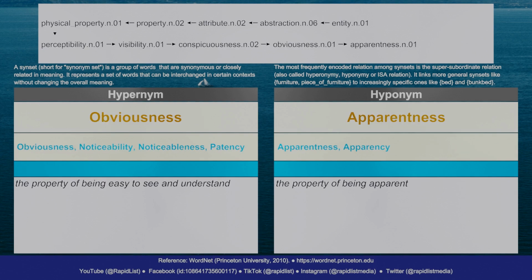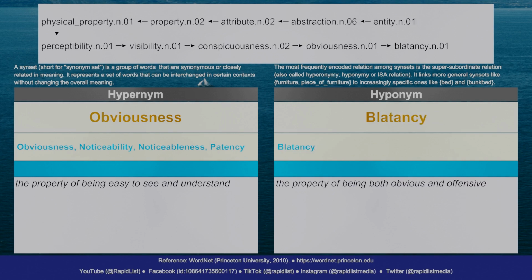Apparentness. The property of being apparent. Blatancy. The property of being both obvious and offensive. The blatancy of his attempt to whitewash the crime was unforgivable.